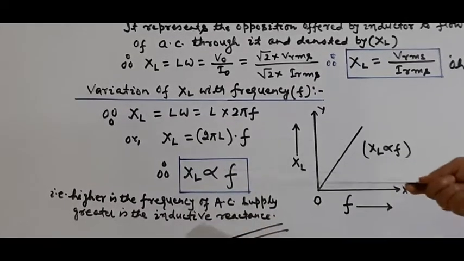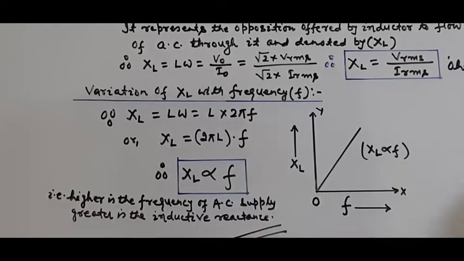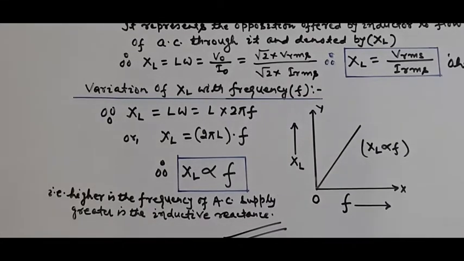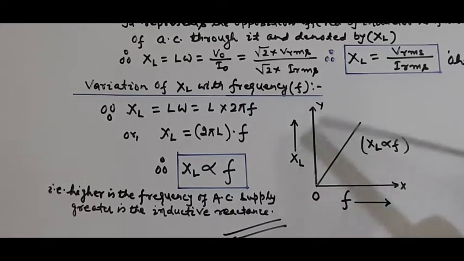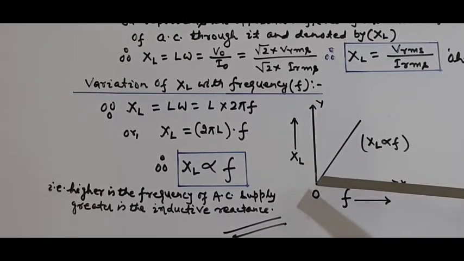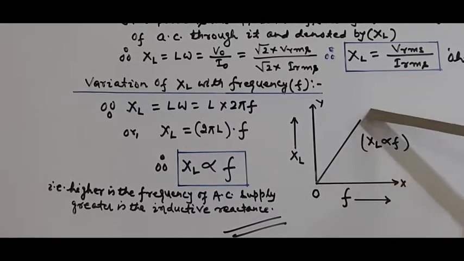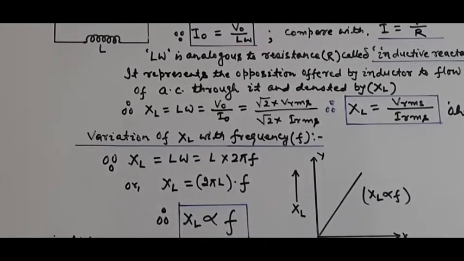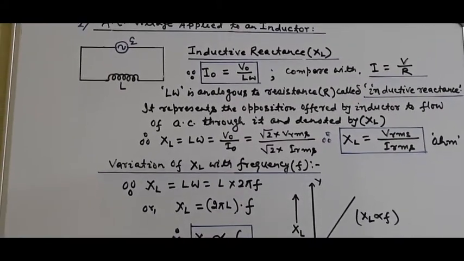So when you plot a graph for XL and f, this is the nature of the graph. When two quantities are directly proportional to each other, we know that the nature of the graph will be a straight line passing through the origin. So here you have frequency f along the x-axis and XL along the y-axis. Since XL is directly proportional to f, the nature of the graph will be a straight line passing through the origin. So this is all about the AC voltage applied to an inductor.